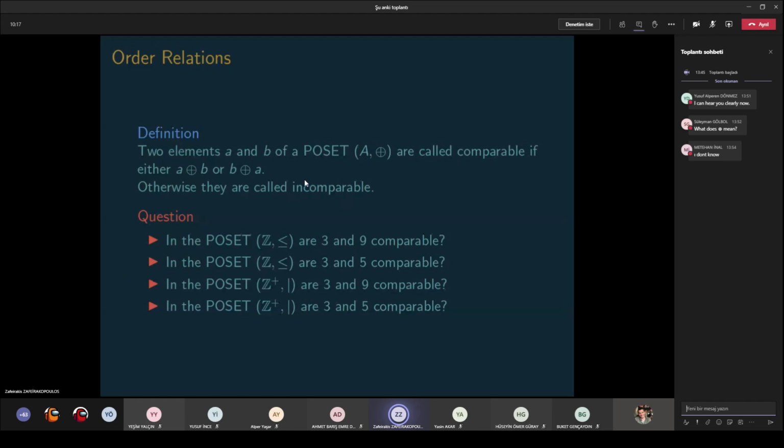I think yes, teacher. Because 3 is smaller than 5. What does it mean? Is 3 smaller than 5? I don't think so. 3 is not smaller than 5. So 3 does not divide 5, so it's not smaller. I don't know what it is.